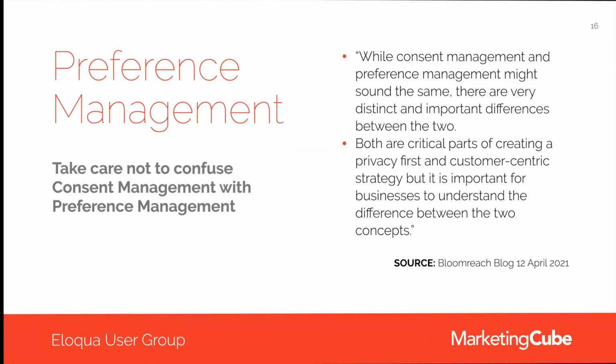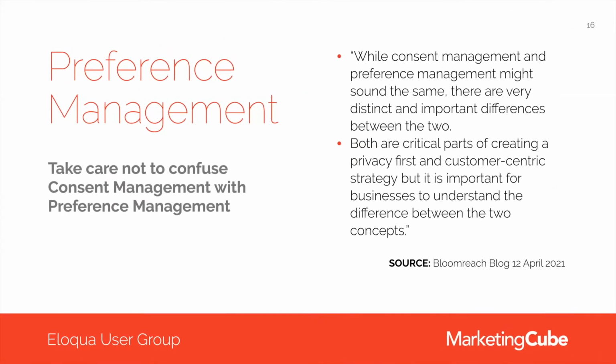But the folks at Bloomreach make a really good point: let's not confuse preference management with consent management, two very different things. As they say, they do sound the same, but actually they're quite different. The second bullet point here wraps it up quite nicely: they're both critical parts of creating a privacy-first and customer-centric strategy, but it's important for the business to understand the difference between the two concepts. One is potentially more wrapped up in legal requirements.